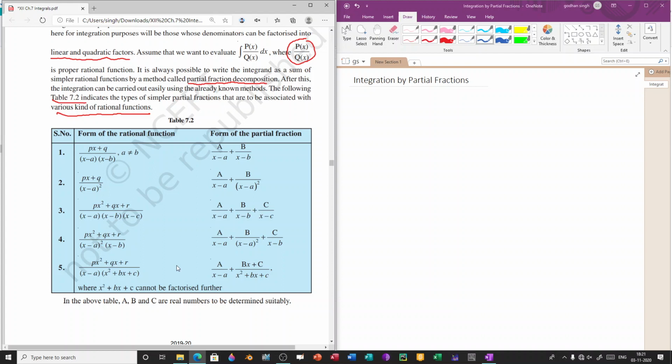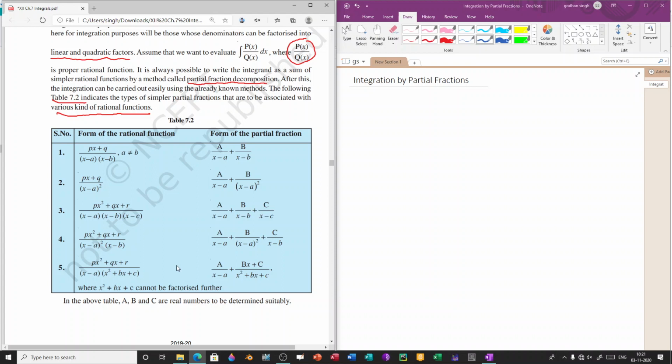This is the form of partial fractions. First one, if we have a rational function of the form (px plus q) over (x minus a) into (x minus b), we can rewrite it in the form of partial fractions as A by (x minus a) plus B by (x minus b). Why are we writing this? Because when we obtain the values of capital A and capital B, we can easily integrate this because we know the integration of 1 by x. So, this will be A into log of (x minus a) plus B into log of (x minus b).